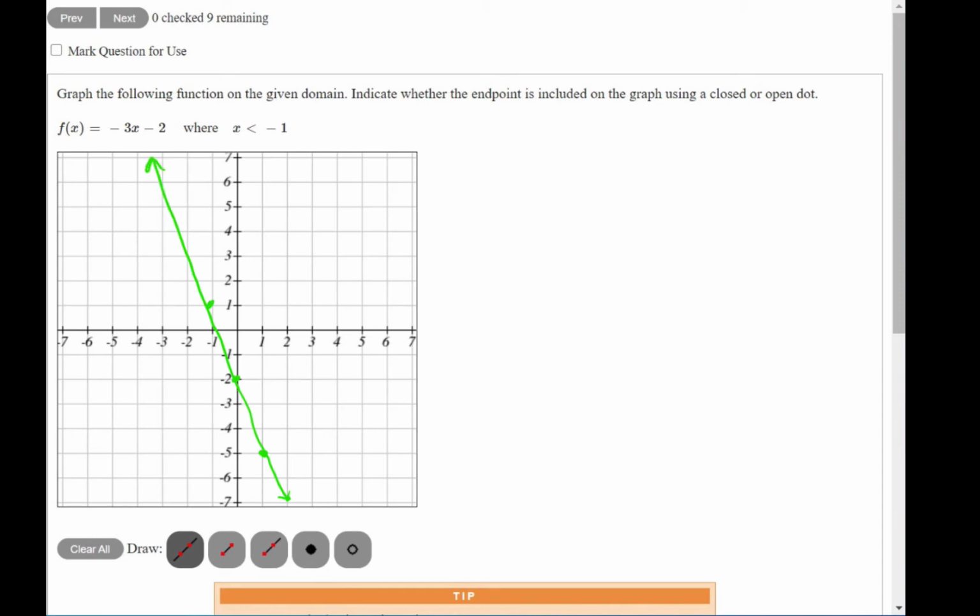So there's my line. The only difference in this line is that it is subject to this domain right here. So it's only defined for x values that are less than -1. So here's -1. And here's all the values that are less than -1.